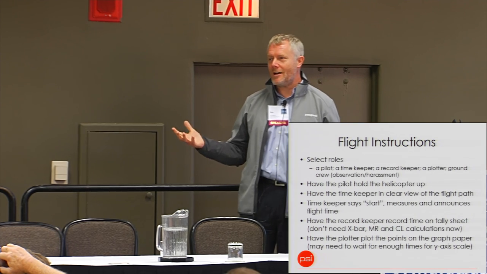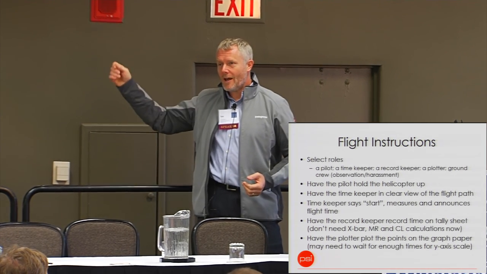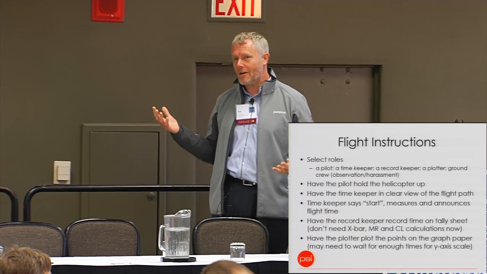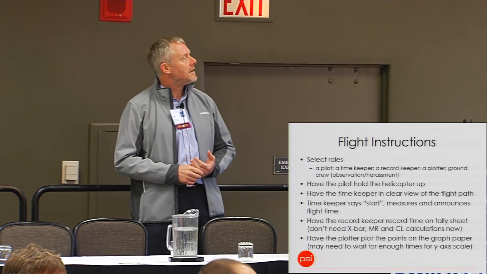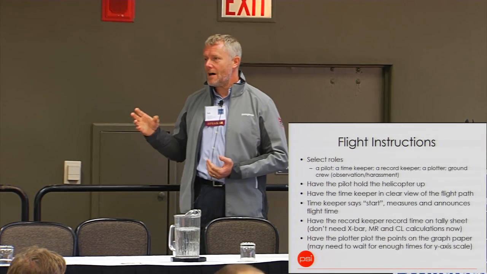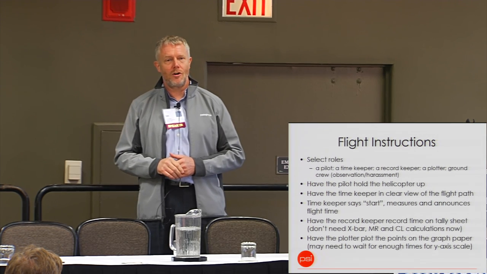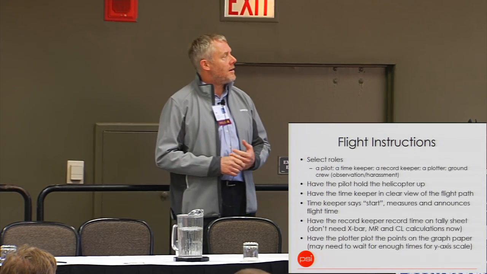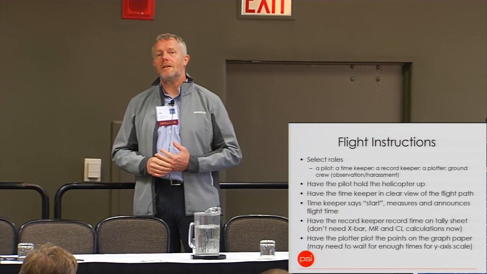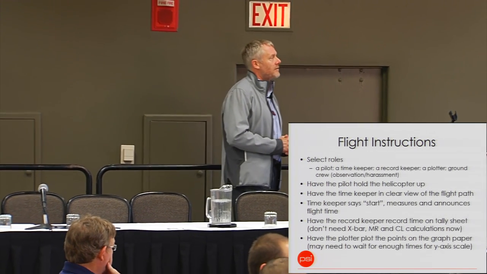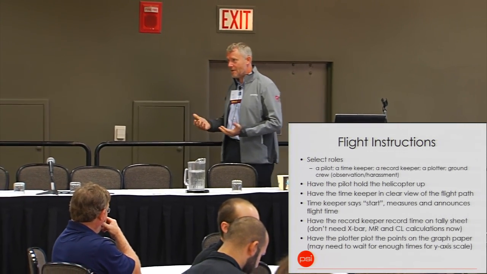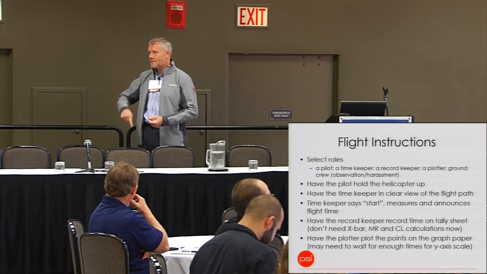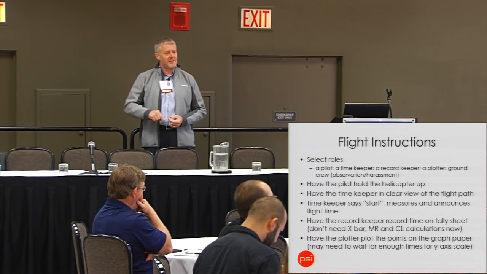And so how do you go about doing this, right? You have the pilot hold the helicopter up. Make sure the timekeeper has a clear view of the pilot. The timekeeper says start, at which time they start recording the flight. The pilot lets go of the helicopter, and then the timekeeper measures the length of the flight, the time taken for the flight, and announces what that time is. The record keeper records the time down on the sheet. There's 20 spaces on the sheet, so you get to do 20 flights.